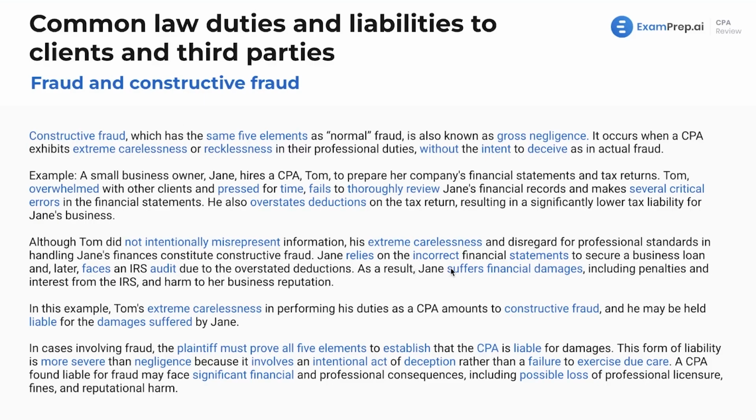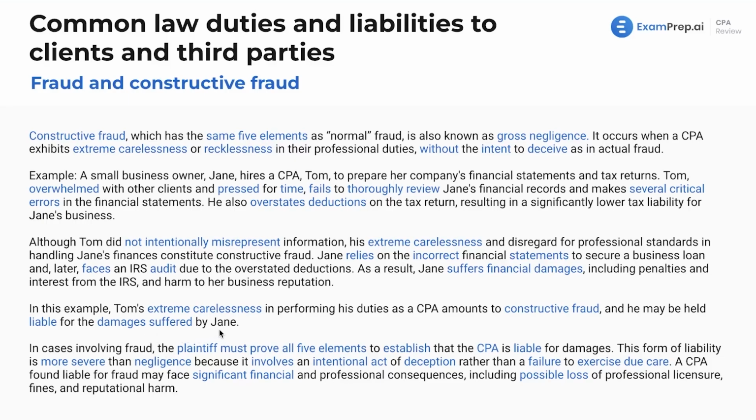Jane relies on the incorrect financial statements to secure a business loan and later faces an IRS audit due to the overstated deductions. As a result, Jane suffers financial damages, including penalties and interest from the IRS, and harm to her business reputation. In this example, Tom's extreme carelessness in performing his duties as a CPA amounts to constructive fraud, as he may be held liable for the damages suffered by Jane.